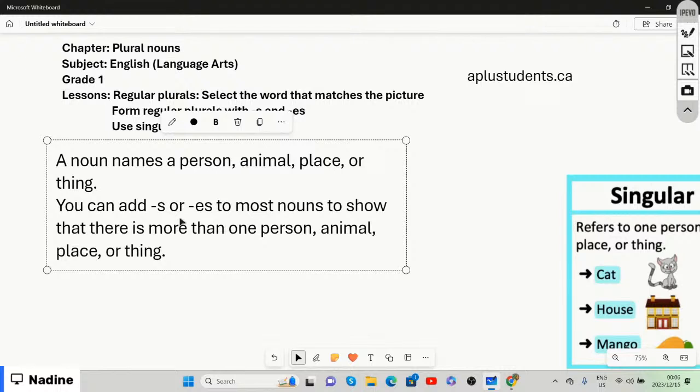So when it comes to our nouns, like we did in our previous lesson, a noun names a person, animal, place, or thing, and we can now add an s or we can add es to our nouns to show that there is more than one person, animal, place, or thing. It's basically to show the plural form thereof. And that is what we are discussing today, the plural noun, which is the plural form of the noun, right?